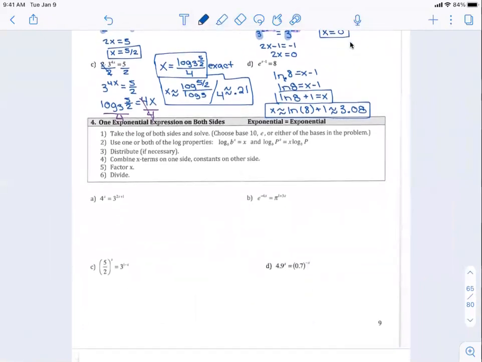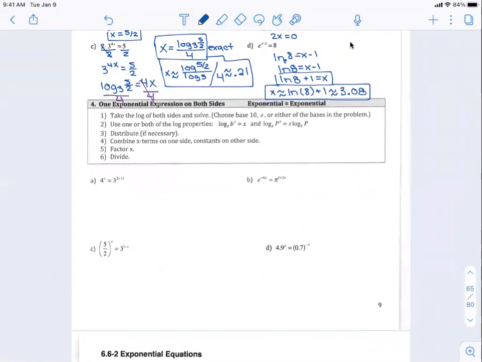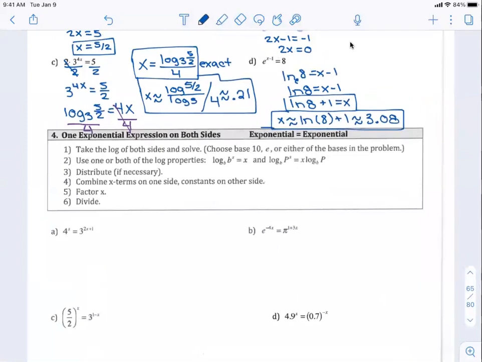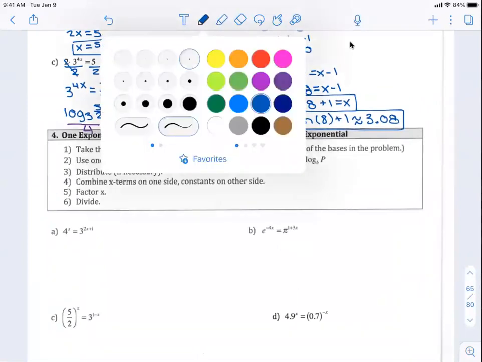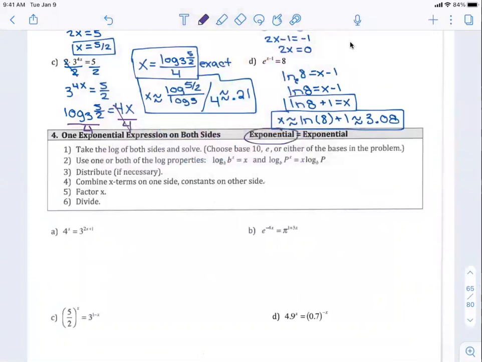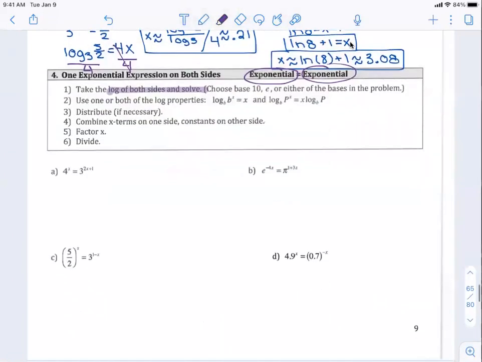All right, the last type is still solving some exponentials. But this one is different because it's an exponential equals an exponential. So that literally means there's going to be an exponent, notice, with the x on both sides. So we're going to have to solve this differently. For this one, you're going to have to take the log of both sides and solve. You might have to use log properties, you might have to distribute, you might have to combine. It just kind of depends on the problem. So let's go ahead and take a look. So again, we have x's in both of these exponents.